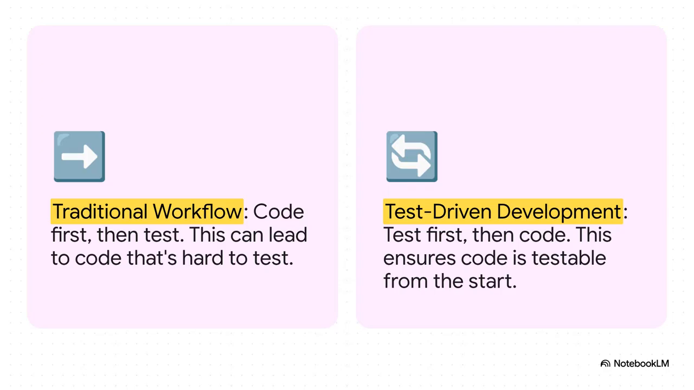Traditionally, you write your code and then you write tests for it. But there's a more proactive way called test-driven development, or TDD. Now, this sounds a little backwards. You actually write a failing test first using something like Python's unittest module. Then, and only then, do you write the bare minimum code to make that test pass. It's a total mindset shift, but it forces you to build better, more testable code right from the get-go.